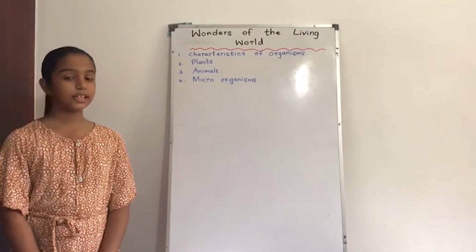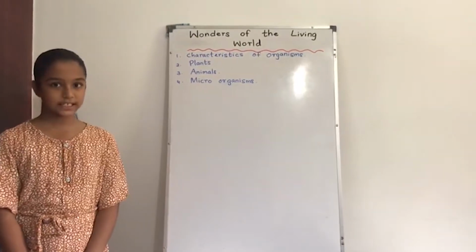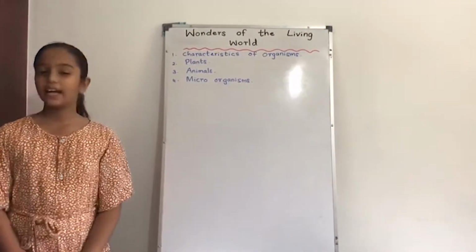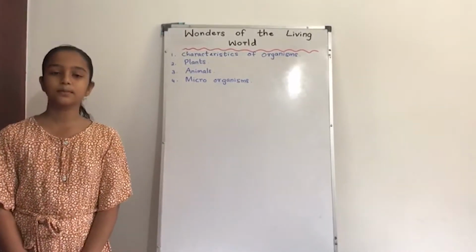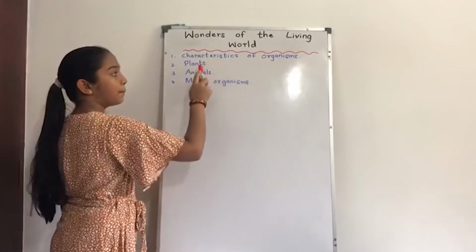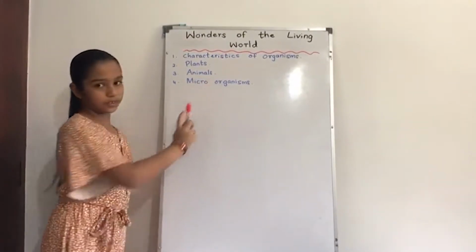Today I am here to explain to you the first unit of science, that is Wonders of the Living World. So I have selected some subtopics. They are characteristics of organisms, plants, animals and microorganisms.